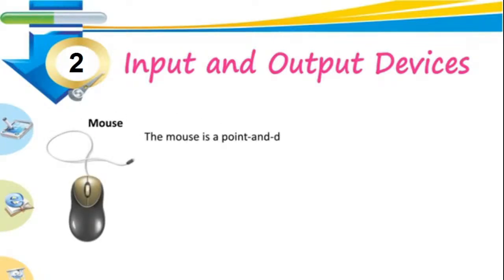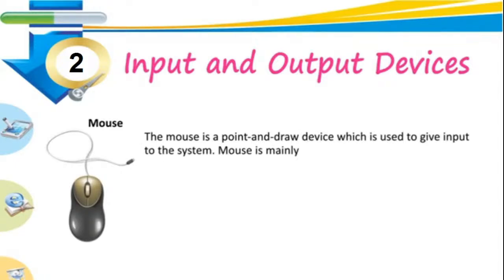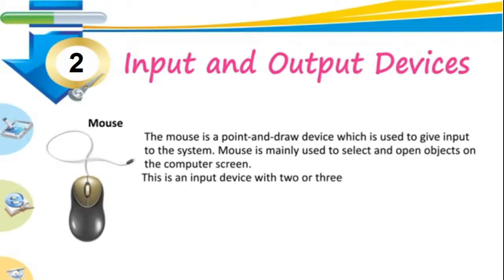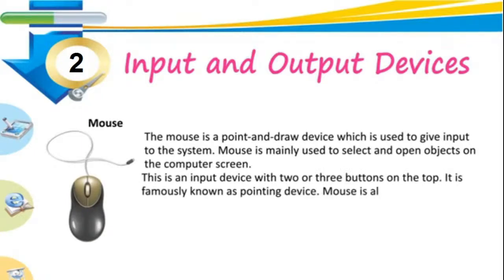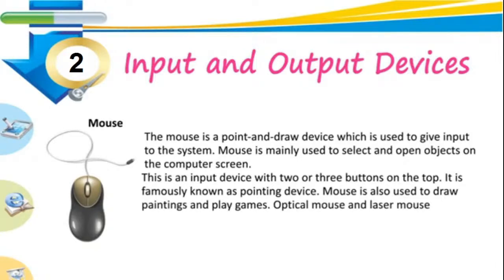Mouse. The mouse is a point and draw device which is used to give input to the system. Mouse is mainly used to select and open objects on the computer screen. This is an input device with 2 or 3 buttons on the top. It is famously known as pointing device. Mouse is also used to draw paintings and play games. Optical mouse and laser mouse are more accurate and reliable than traditional mouse.